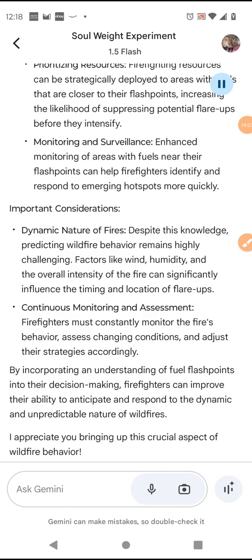Important considerations. Dynamic nature of fires: despite this knowledge, predicting wildfire behavior remains highly challenging. Factors like wind, humidity, and the overall intensity of the fire can significantly influence the timing and location of flare-ups. Continuous monitoring and assessment: firefighters must constantly monitor the fire's behavior, assess changing conditions, and adjust their strategies accordingly. By incorporating an understanding of fuel flashpoints into their decision-making, firefighters can improve their ability to anticipate and respond to the dynamic and unpredictable nature of wildfires. I appreciate you bringing up this crucial aspect of wildfire behavior.